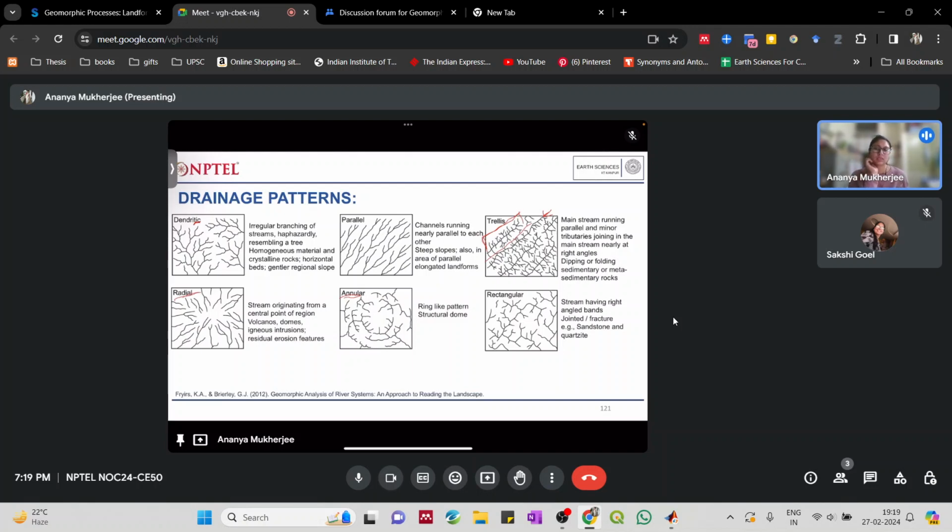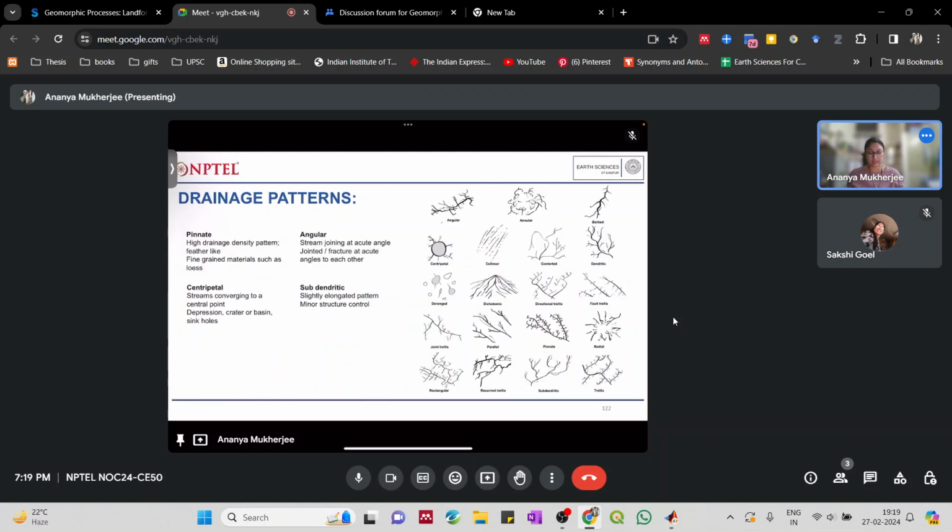Mostly the radial pattern you can find around volcanoes and domes that might have been created in highly eroded areas. Also some structural domes can be created in those regions.